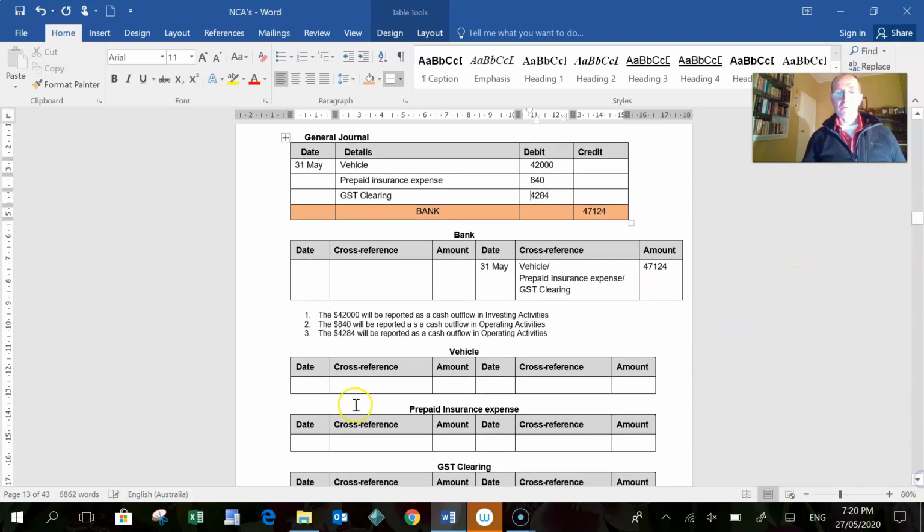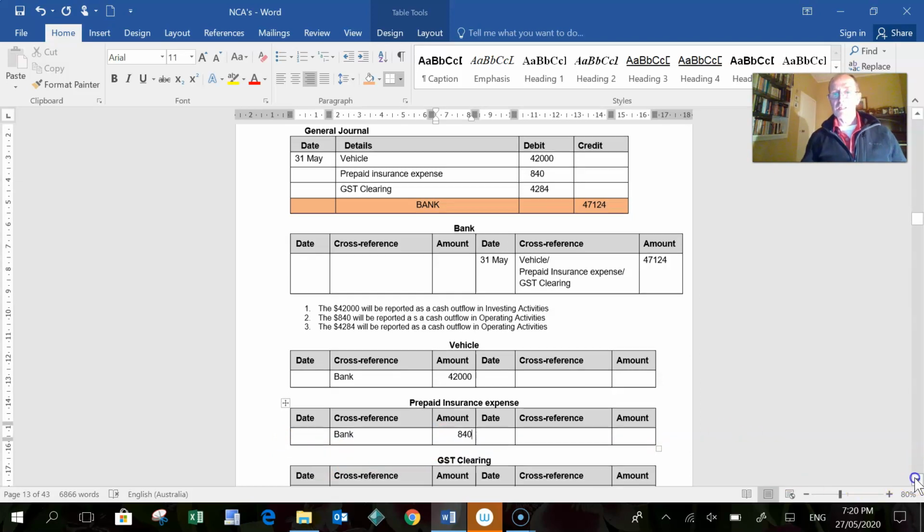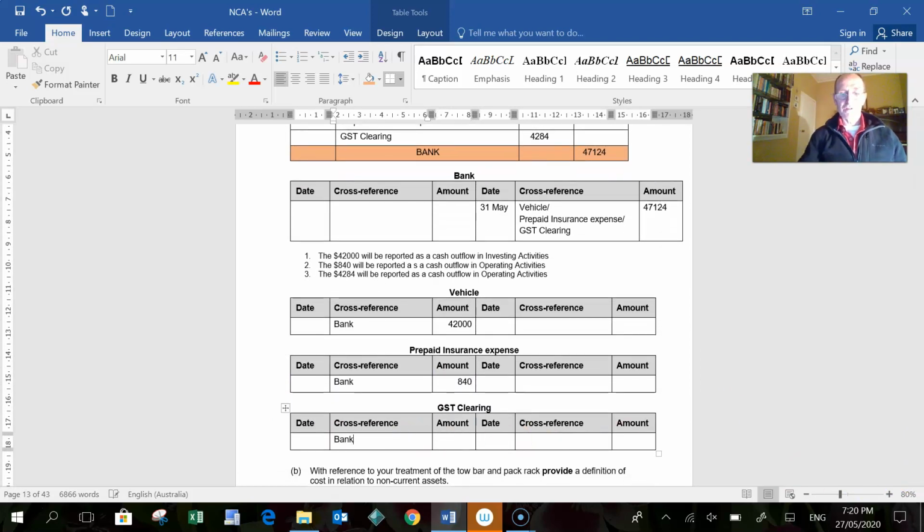In the vehicle account, the cross-reference will be bank, which will be 42,000. Prepaid insurance, we'll have the cross-reference, which will be bank. So they're all going to be cross-referenced to bank. And the GST clearing will have the cross-reference being bank of 4,284. And obviously the dates, 31st of May, 31st of May. So that's the recording of the purchase of a non-current asset for cash. In the bank account, whatever's been paid for on that invoice, that's the amount coming out of the bank account with the credit.